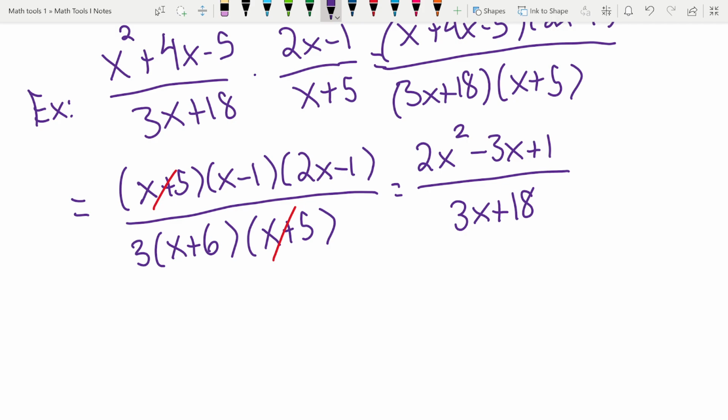Either way, you can leave it like the left-hand one, maybe rewrite it without the x plus 5s, or leave it like the right-hand one. It doesn't really matter either way.